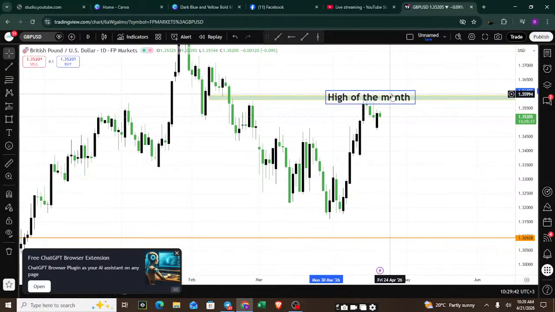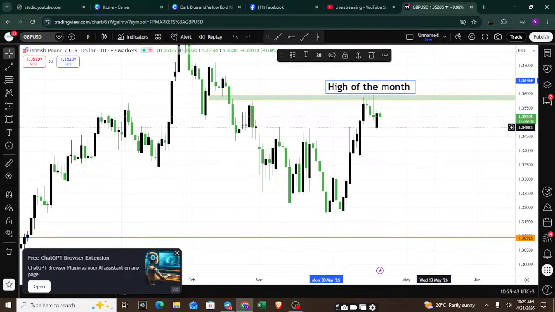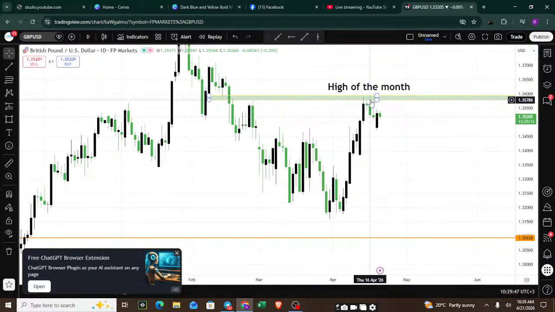Because currently this is our high of the month, which was formed last week, and as I've always told you, the high of the month is usually formed, what do we say now? The high of the month is formed between date 15 and date 20 of many months. You can backtest this phenomenon and you'll see it is true. So we have our high of the month here.